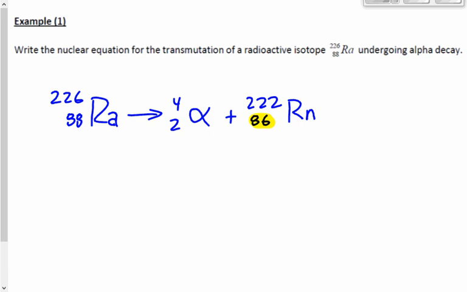Complete the following nuclear equations. 30 15 goes to 30 16 plus, well, that would be 0 minus 1 beta, right? 16 plus minus 1 is 15. 30 plus 0 is 30. Plus an antineutrino, because it's beta negative decay.